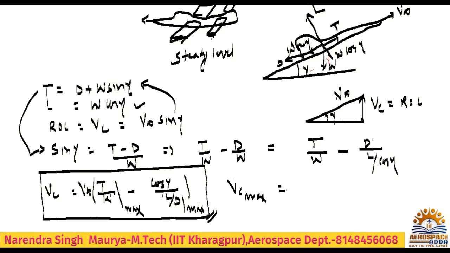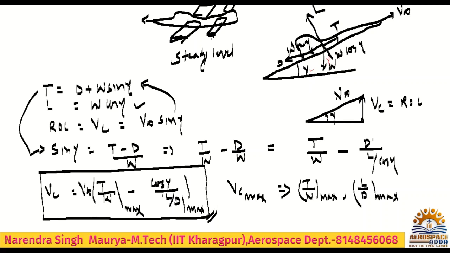So for VC max, what we need: number one, the thrust to weight ratio should be maximum. Second, L by D should be maximum. Okay. Remember, you check the value only, dear. You automatically will understand this.